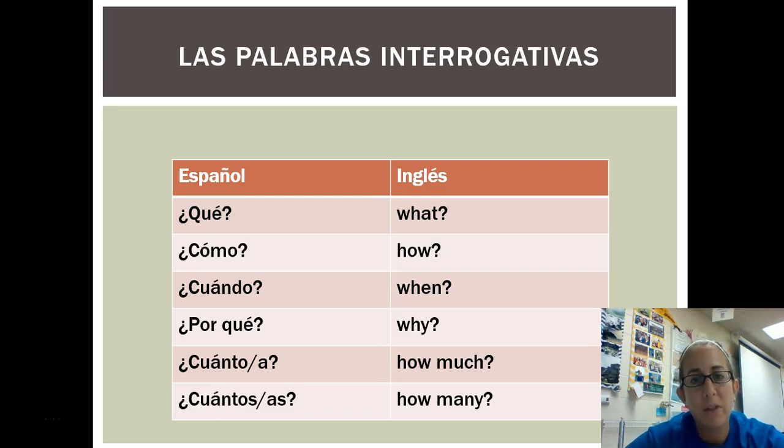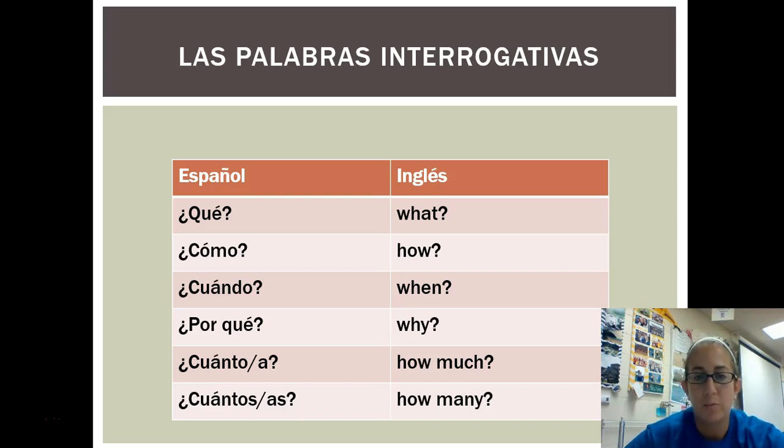A couple things that I would like to draw your attention to. First of all, notice that all of those words have accents. Our question words always have accents. So please start practicing in writing them correctly with accents. Also, notice cuánto, cuánta, cuántos, cuántas is going to agree in number and gender with the object we're talking about. How many pencils? How many teachers? Those are going to agree in number and gender.